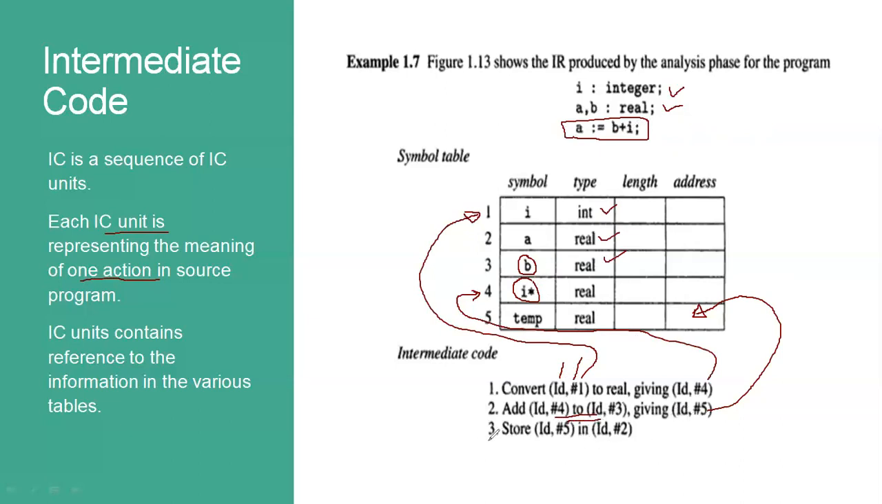So let us come to the last intermediate code, that is store. Store ID #5 means what? Store temp in ID #2. So where to store temp? Store temp in ID #2 means what? A. So store temp in A. So A equal to temp. Got it? So what is temp? Temp is nothing but B plus I star. Here it is B plus I star, which is given to A. So this is the example of intermediate code.